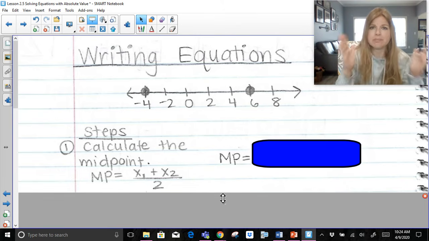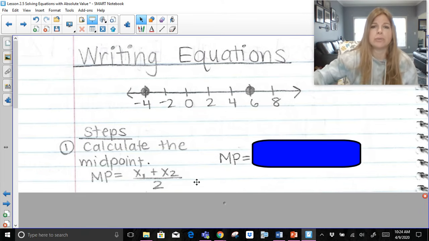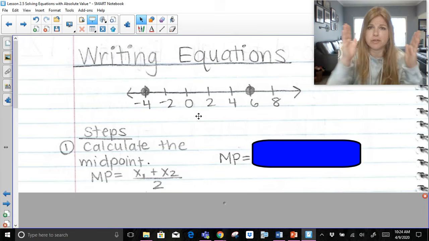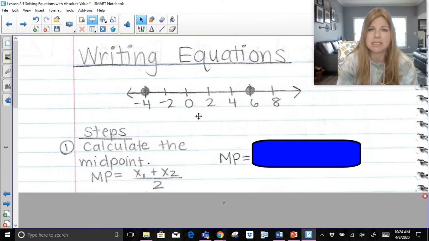Midpoint would be the number that's directly in the middle of those two solutions. So the way you calculate the midpoint, you can either visually see it. Remember you used to have to find the median in a list of numbers and you would work your way into the middle and figure out what was in the middle? That's the midpoint on a number line. It's the same idea. Or you can use a really easy formula.